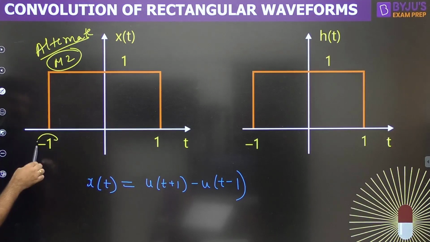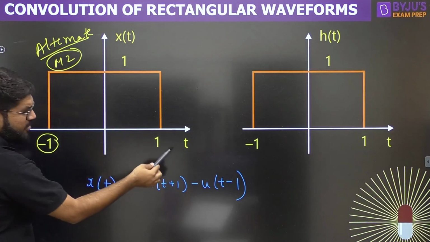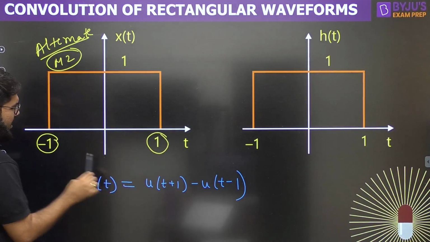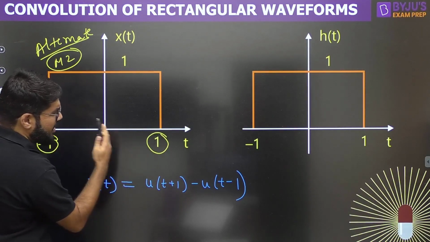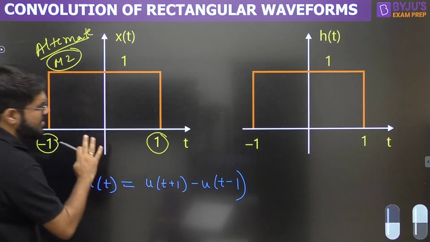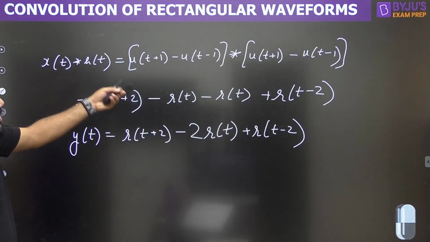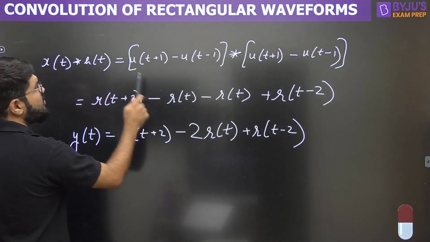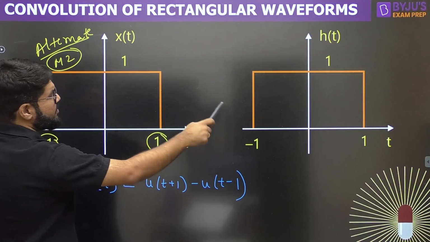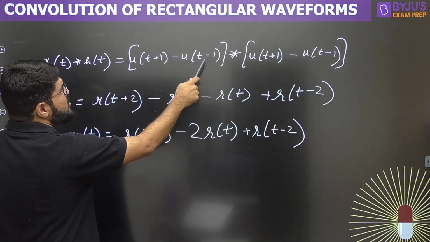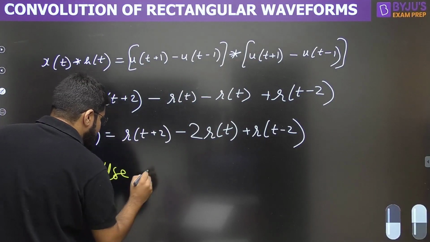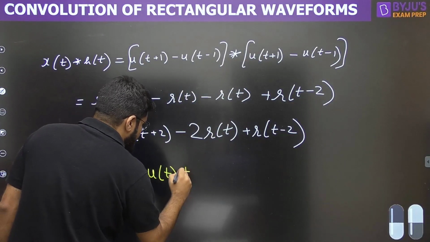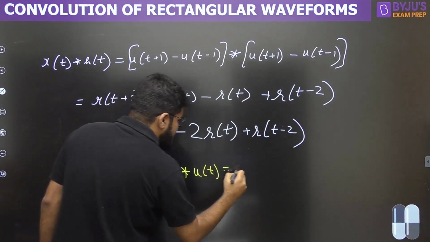The first unit step starts from -1, that is u(t+1), a left shifted step, and the second unit step starts from 1, a right shifted unit step, u(t-1), and we subtract both. Now this is the whole procedure. We have two similar rectangles of equal duration, u(t+1) minus u(t-1), convolved with itself, and then I use the result: unit step convolution unit step is equal to a ramp signal.